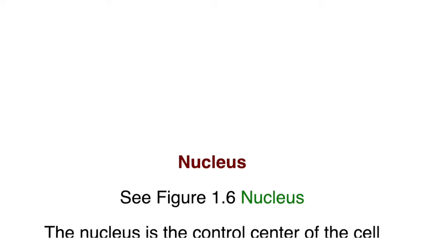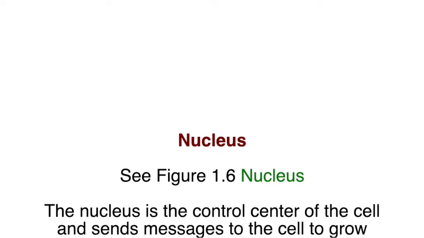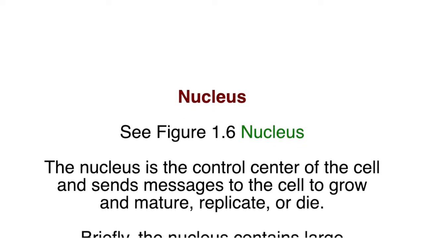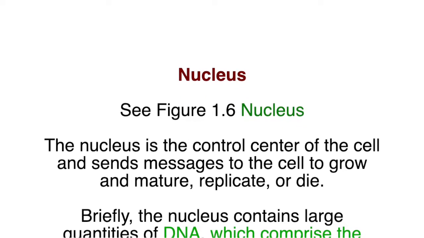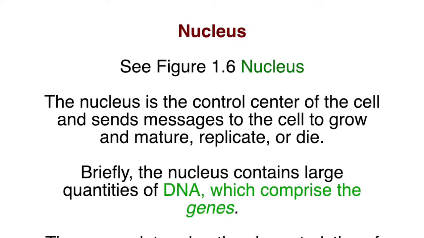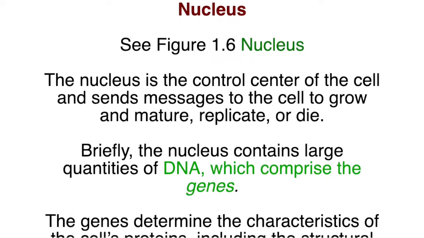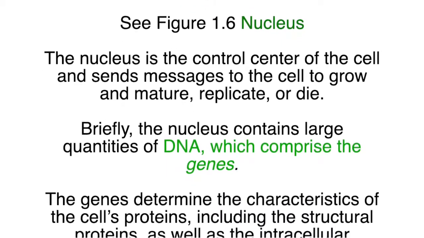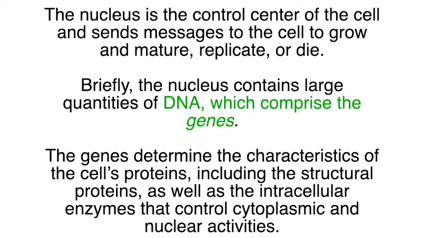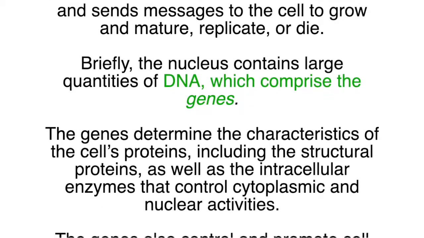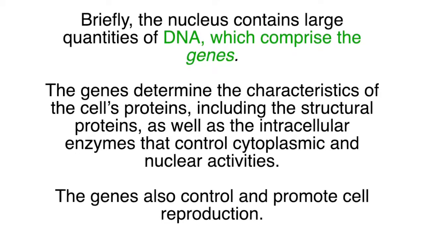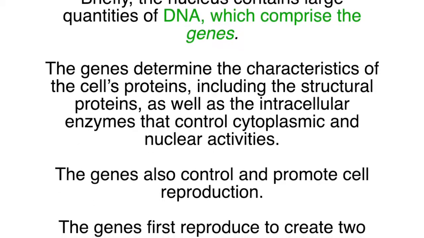The nucleus is the control center of the cell and sends messages to the cell to grow and mature, replicate, or die. Briefly, the nucleus contains large quantities of DNA which comprise the genes. The genes determine the characteristics of the cell's proteins, including the structural proteins, as well as the intracellular enzymes that control cytoplasmic and nuclear activities. The genes also control and promote cell reproduction.